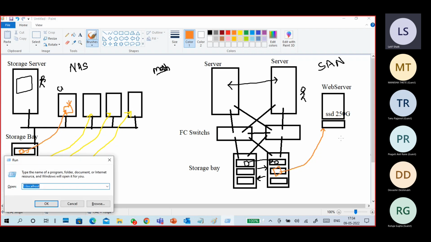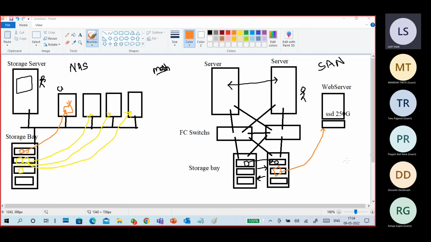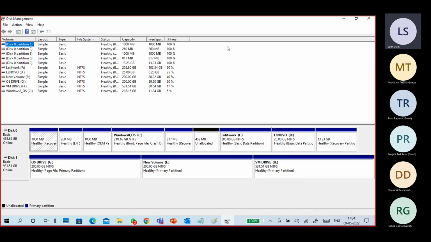Just to show you, normally, I'm telling you I have two hard disks in my laptop, disk 0 and disk 1. For example, how does it look?